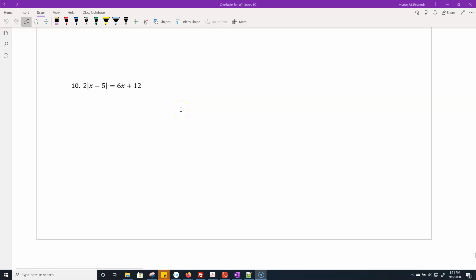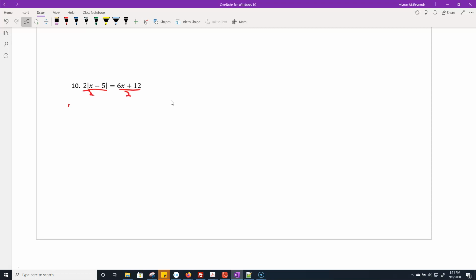All right, we're on review number 10 for this solving equations section of absolute value. So we have 2 times the absolute value of x minus 5 equals 6x plus 12. I need to get the bars by themselves. I need to isolate it, so I need to divide both sides by 2.